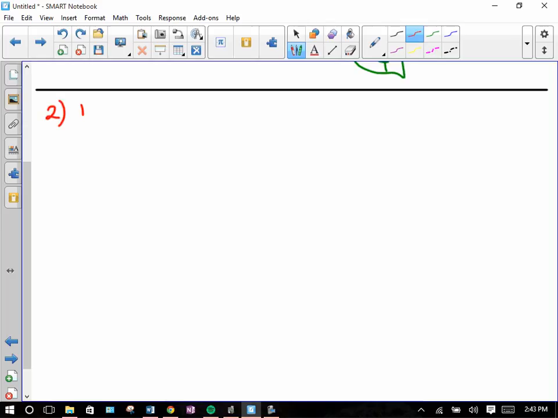It says the limit of x approaching 0 of x squared plus x plus sine of 2x divided by 2x. Okay, if I plug in 0 here, what's going to happen? I get 0 over 0. Yes, I get undefined. Right?